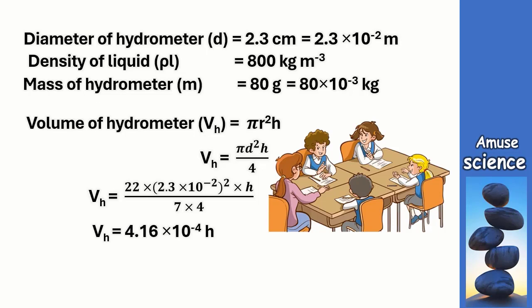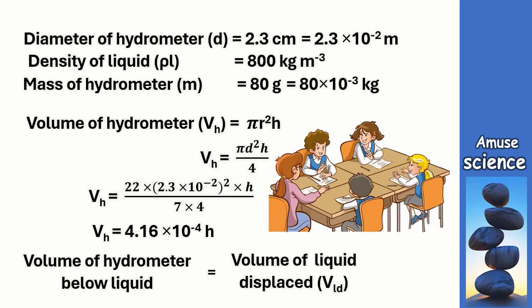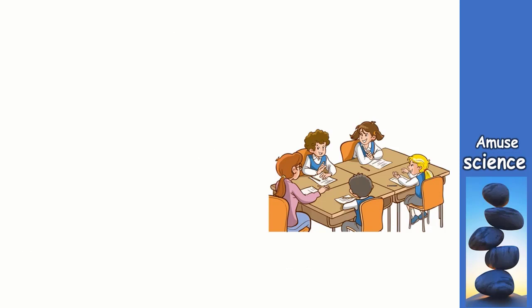And to do this, we know that the volume of the hydrometer below the liquid surface is the same as the volume of the liquid which will be displaced. So if you know the volume of the liquid which is displaced, it will be the same as the volume of the hydrometer below the liquid surface. So let's find the volume of the liquid displaced. And with this, we know that we have to relate it to the mass of the hydrometer. We established this from our previous tutorial.